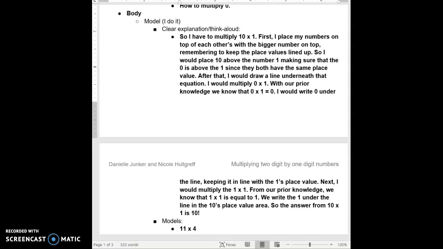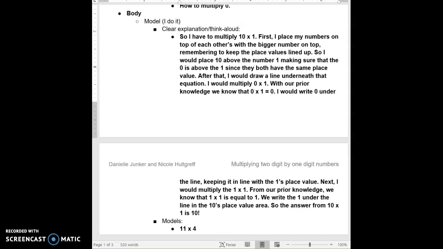After that, I would draw a line underneath the equation. I would then start to solve the equation. I'll multiply 0 times 1. With our prior knowledge, we know that 0 times 1 equals 0. I would then proceed to write 0 under the line, keeping it in line with the 1's place value.